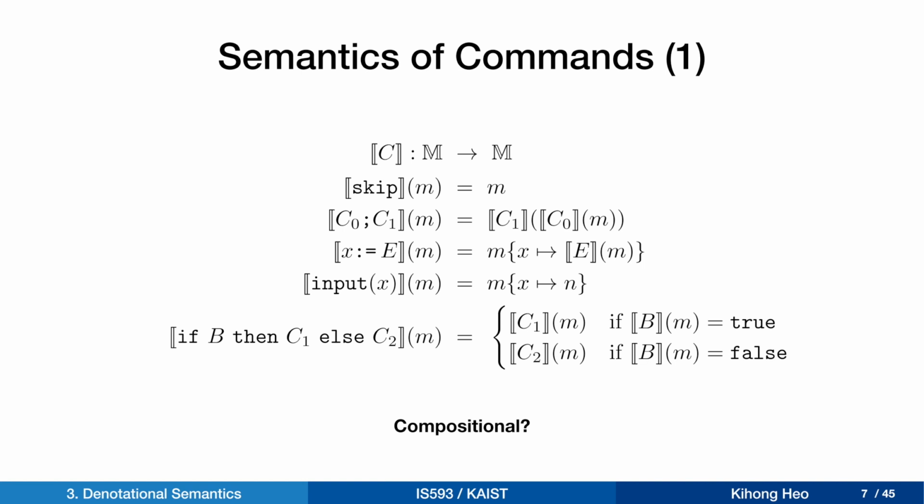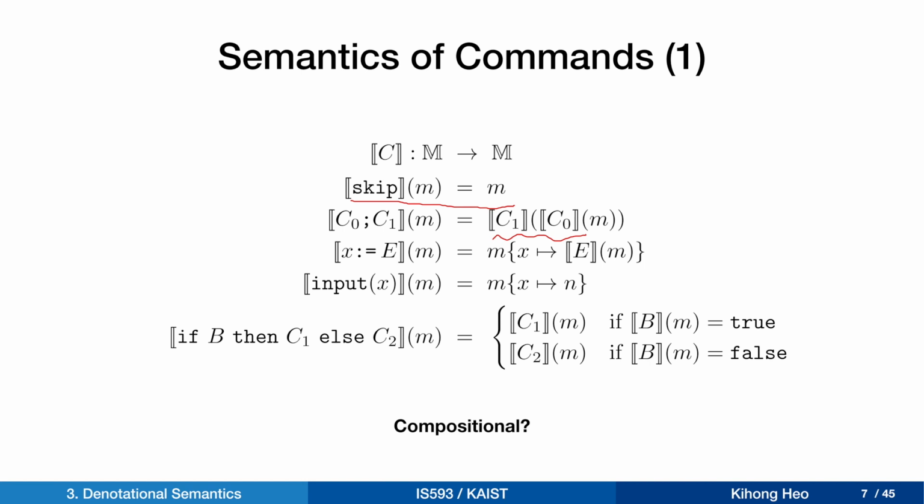These are also not going to be difficult. The semantics of each command is a function that maps memories to memories. The semantics of skip is a function. Actually, it is the identity function, so skip just returns the input memory as the output memory. And what about sequence? The semantics of sequence is actually function composition, right? First, we apply the semantic function of the first subcommand to the input memory, and then we apply the semantic function of the second subcommand to the intermediate memory state.